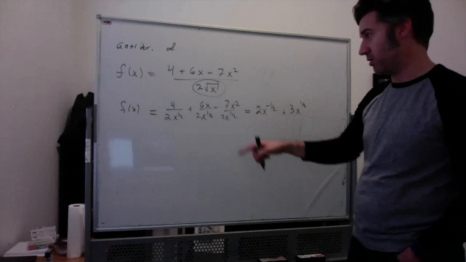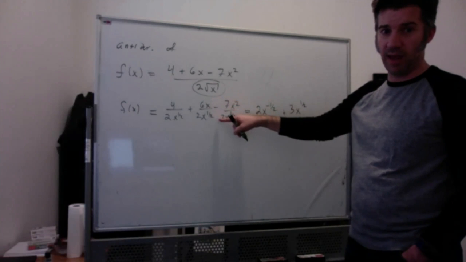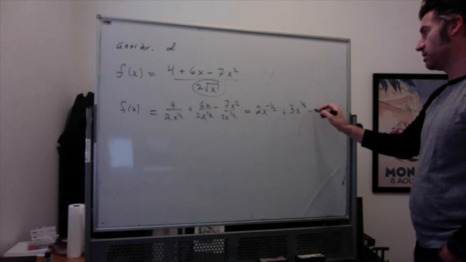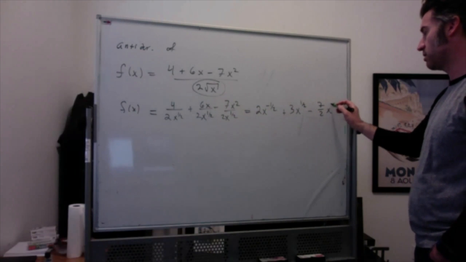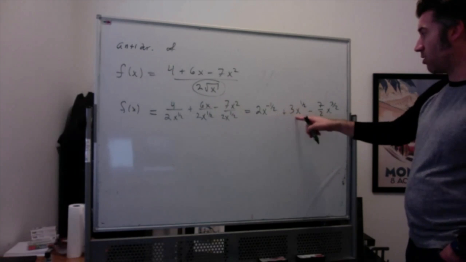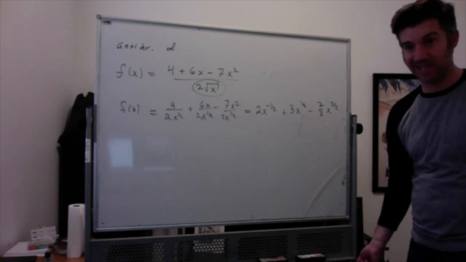right? I'm subtracting the powers and doing x to the 1 minus 1 half, or x to the 1 divided by x to the 1 half. Minus 7 halves x to the 3 halves. And now these are all just powers of x. We can totally anti-differentiate this thing.